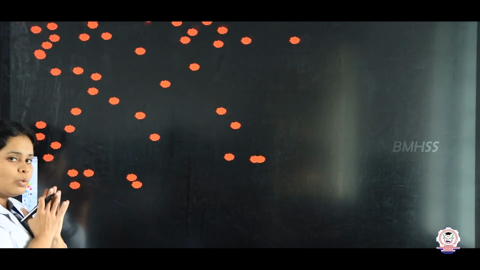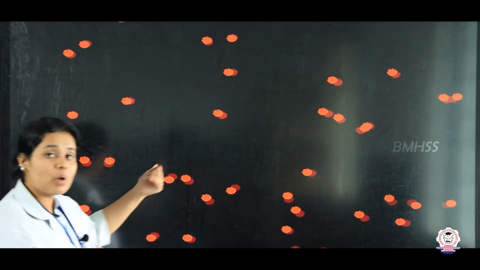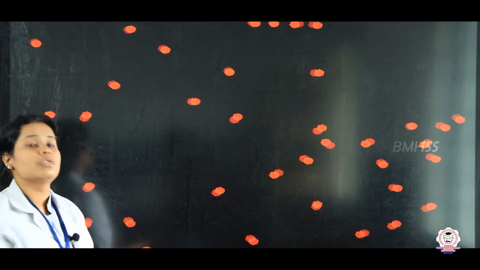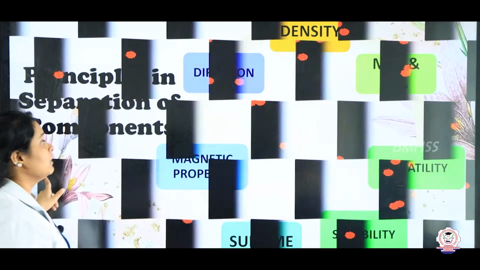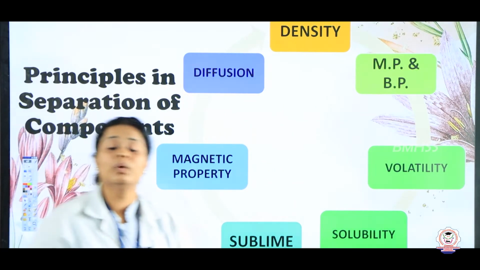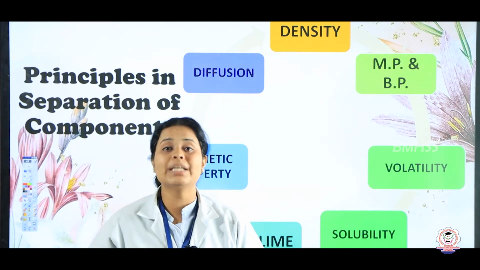So just see here, children, what's happening? From close they are just going away, right? So they are getting diffused in the black background. So this property is known as diffusion. Okay. So these are the 7 properties according to which the separation of the mixture has been done.